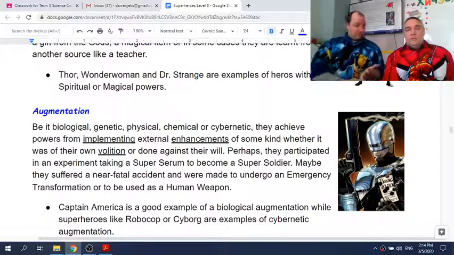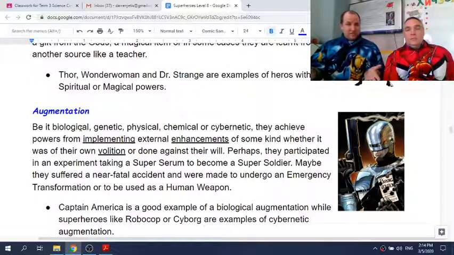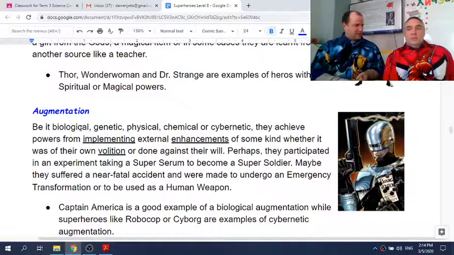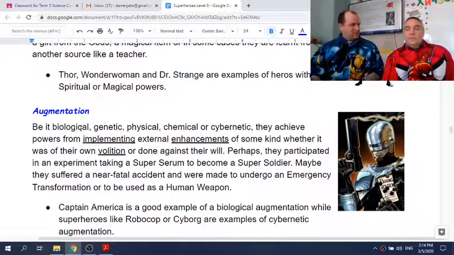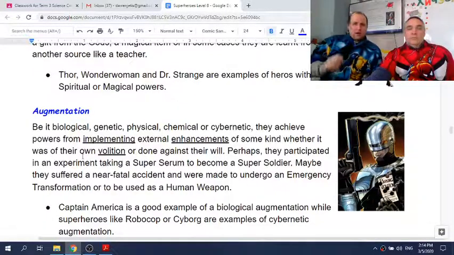You also get robotic augmentations. RoboCop, even though RoboCop didn't start in comic books, Cyborg did, and they had accidents where their bodies were so badly damaged that robotic parts were added so that they can still live.